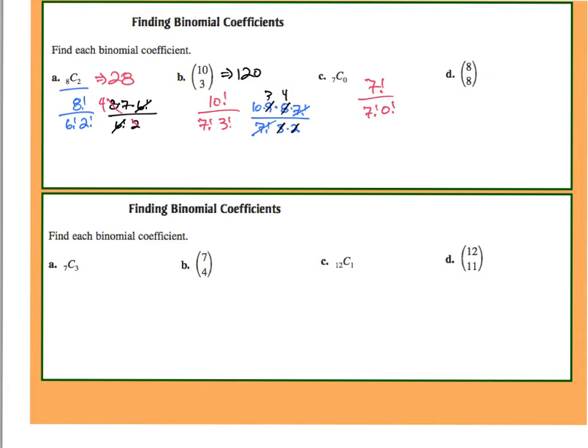So 7 factorial over 7 factorial, those cancel to be 1. And then 0 factorial is also what? 1. So we end up with 1. All right, let's look at D. That means 8 combination 8. So what's up top? 8 factorial over 0 factorial and then 8 factorial. All right, so again, we end up with 1.